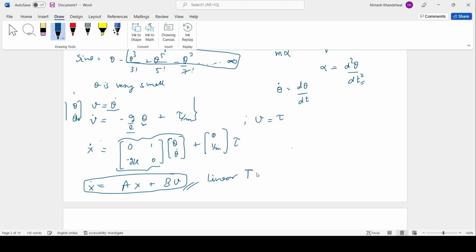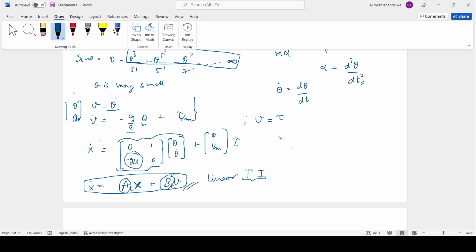This is a linear time invariant system. Essentially this A and B depend on my system, like how much gravity is, what is the length of the pendulum. They do not change here, so that is why we say that it is a time invariant system. If this A and B could change with time, then we call it non-linear? No, it is still linear. Linear and non-linear depends on the states.